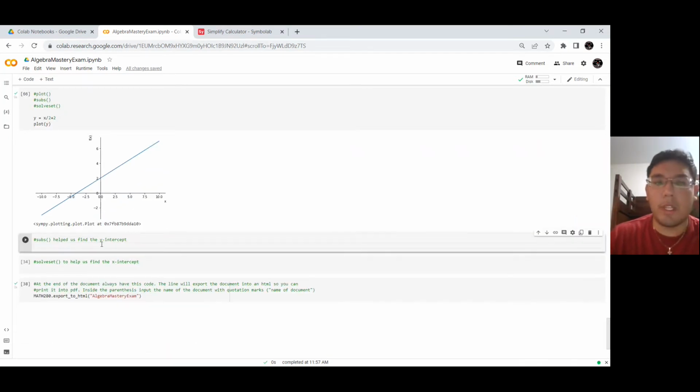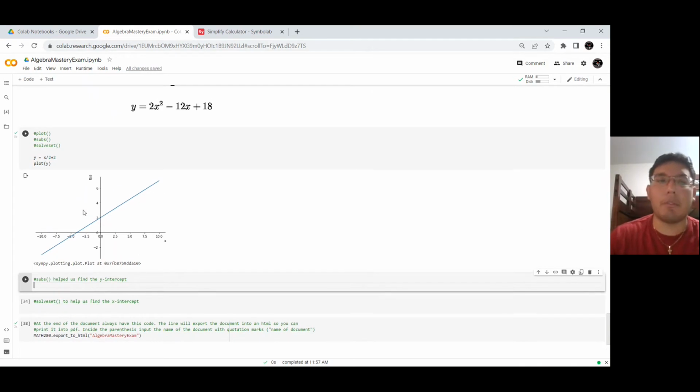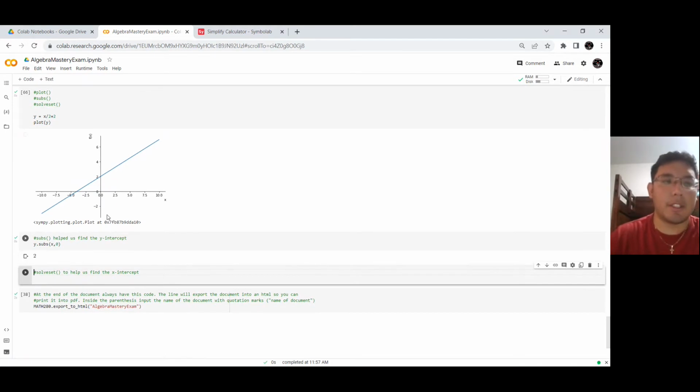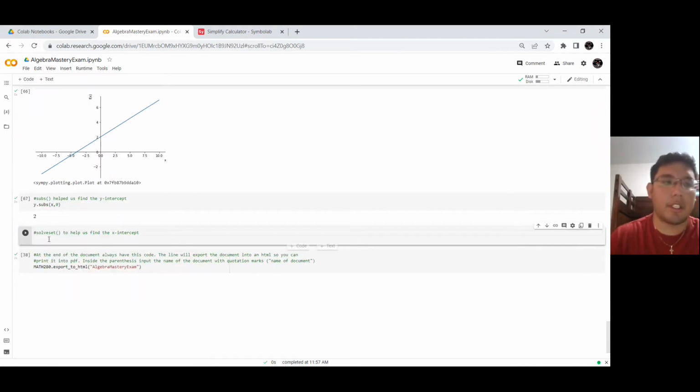So we can use subs to find the y-intercept by substituting x for 0 and solving for y. So in this case, if we do y.subs(x, 0), we should get the y-intercept. So in this case, it's 2, and that's how we know it's correct.